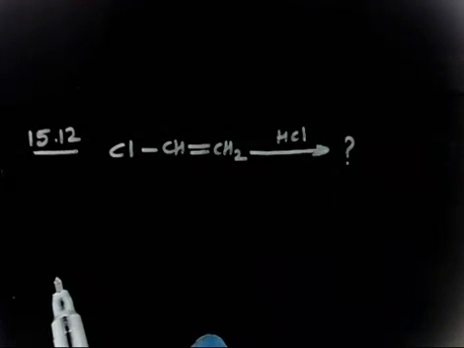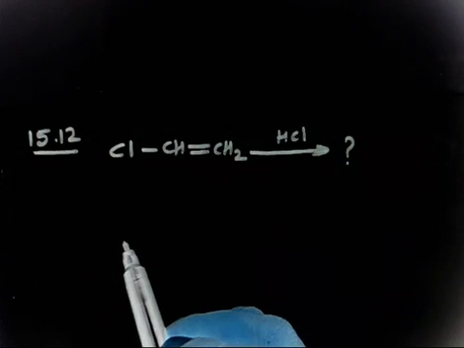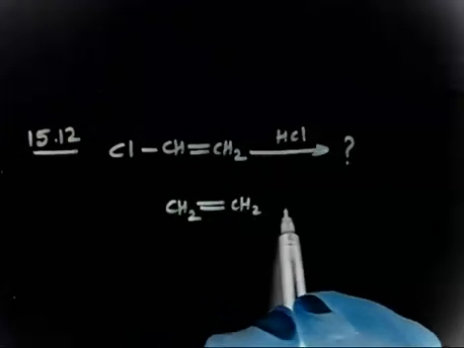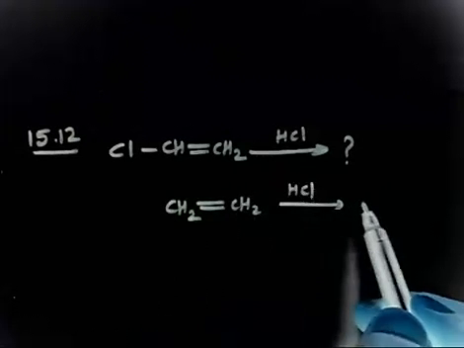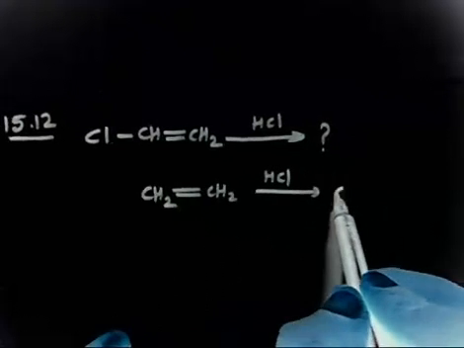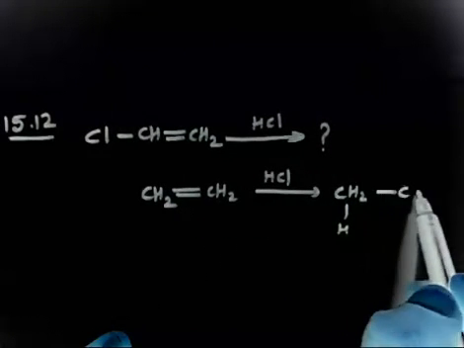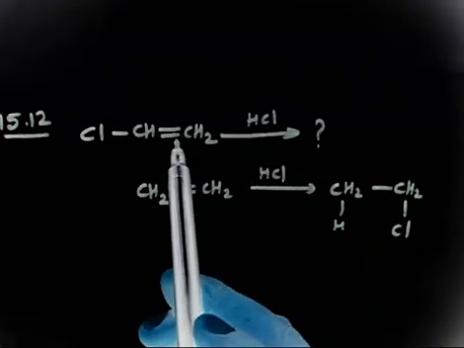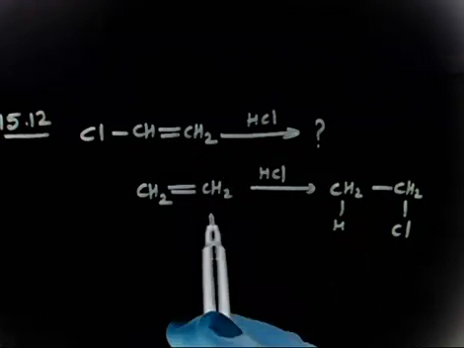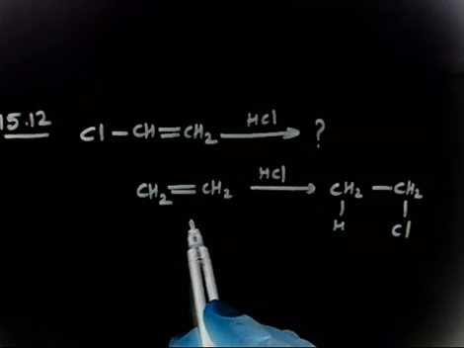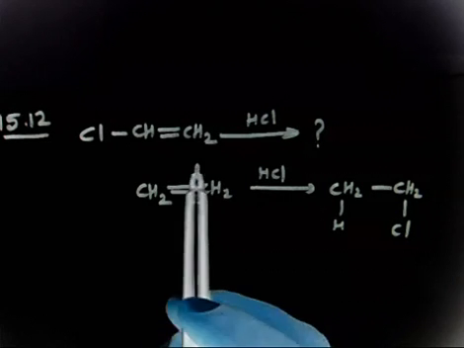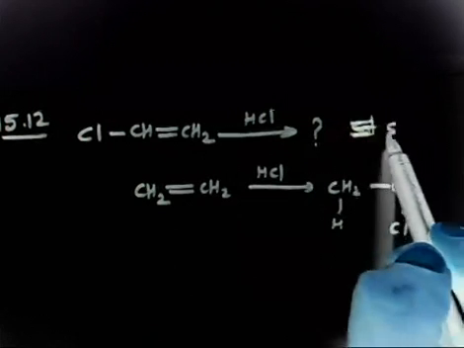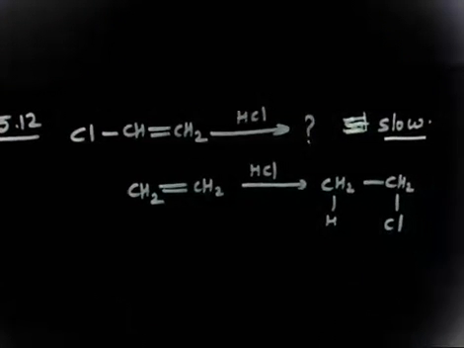Now the problem says chloroethane adds hydrogen chloride more slowly than ethene. Now if I take ethene, and if I add HCl, everybody knows what product you will have. You will have a product something like this, CH3CH2Cl. So in this case, the rate of reaction is fast. But chloroethene adds HCl very slowly. So this reaction is slow. So the first problem is a problem of reactivity.